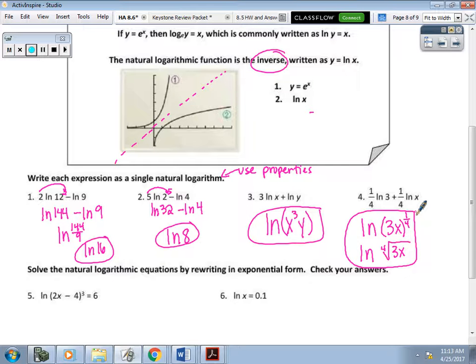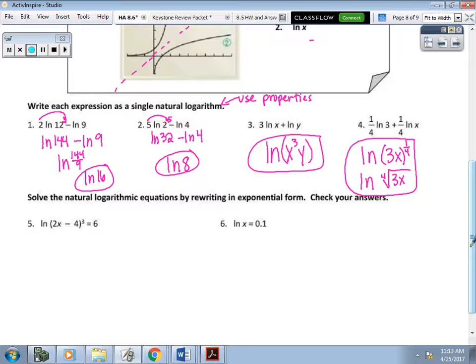Very nice. So what we're going to see, some of these properties will get involved into equations where we will have to combine them to a single logarithm, and then we will be able to solve by rewriting in exponential form. Okay, so just like yesterday when we saw the log, we would add in a base 10. Since this is a natural log, we're going to add in a base e. So it's log base e of 2x minus 4 to the 3rd equals 6.